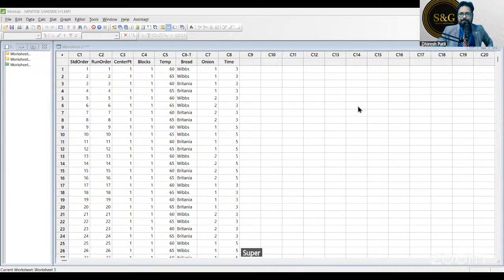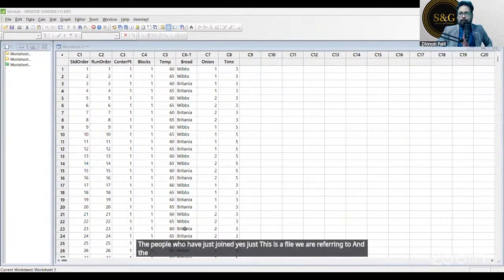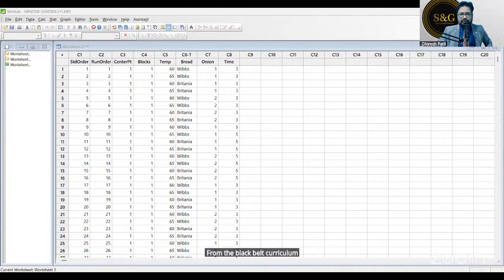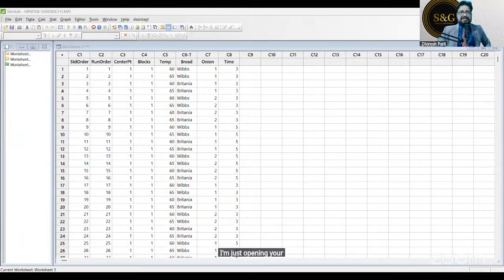Super. Super. Now let's do one thing. Let's go for analysis of it. Okay. चलो अभी analysis करते हैं. To go to analysis, have you opened the file which was shared to you? The people who have just joined, yes, just now, this is the file we are referring to. And the people whose Zoom is not updated or they are not able to download it from the chat, you can get this file from the Black Belt curriculum content. I'll just show you from where you can download this file. I'm just opening your LMS system.